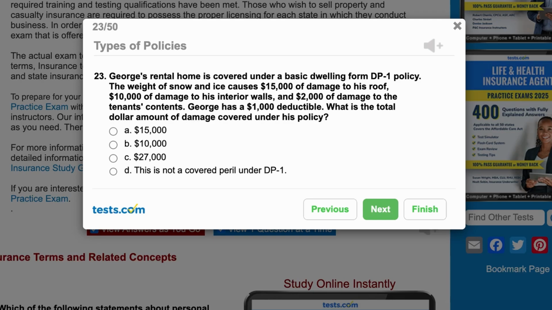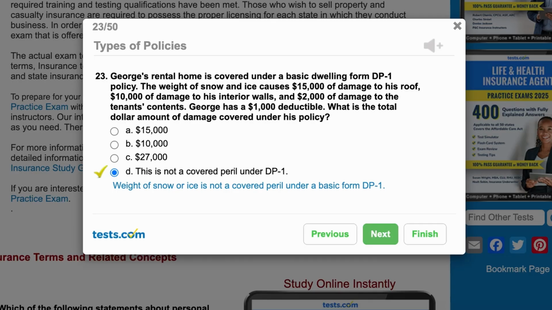Question 23. George's rental home is covered under a basic dwelling form DP1 policy. The weight of snow and ice causes $15,000 of damage to his roof, $10,000 of damage to his interior walls, and $2,000 of damage to the tenant's contents. George has a $1,000 deductible. What is the total dollar amount of damage covered under his policy? A. $15,000. B. $10,000. C. $27,000. D. This is not a covered peril under DP1.